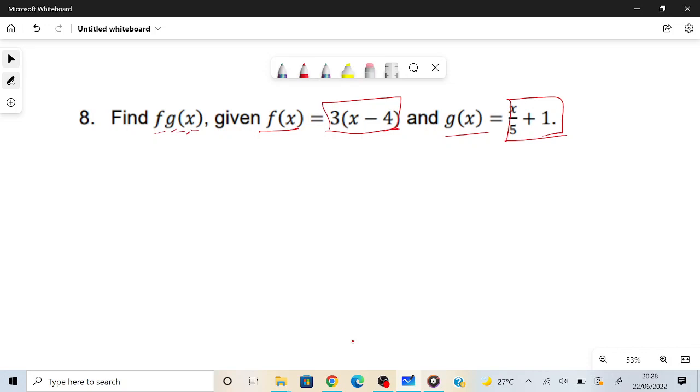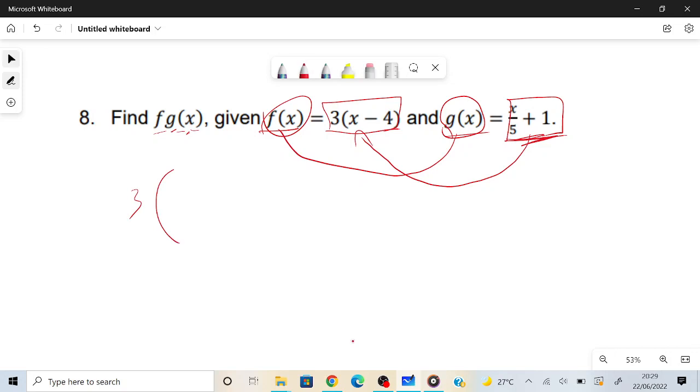For example, in this case, all we have to do is take our g of x and put it into f of x. So whatever our g of x is, in this case it's x over 5 plus 1, put this in the place of x in f of x, which is 3 into x minus 4. So to do this, we will simply do 3 into x over 5 plus 1 minus 4.